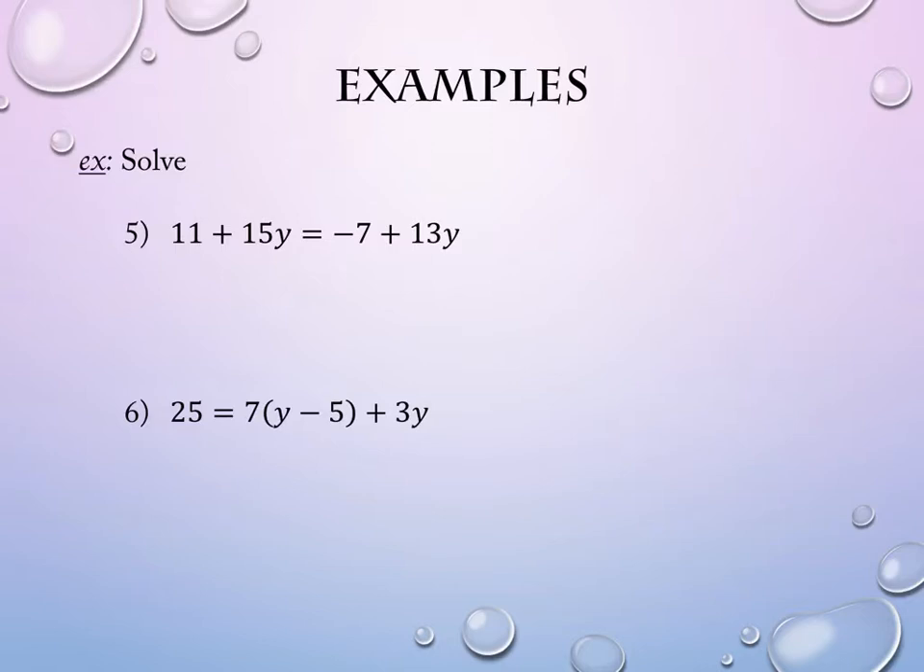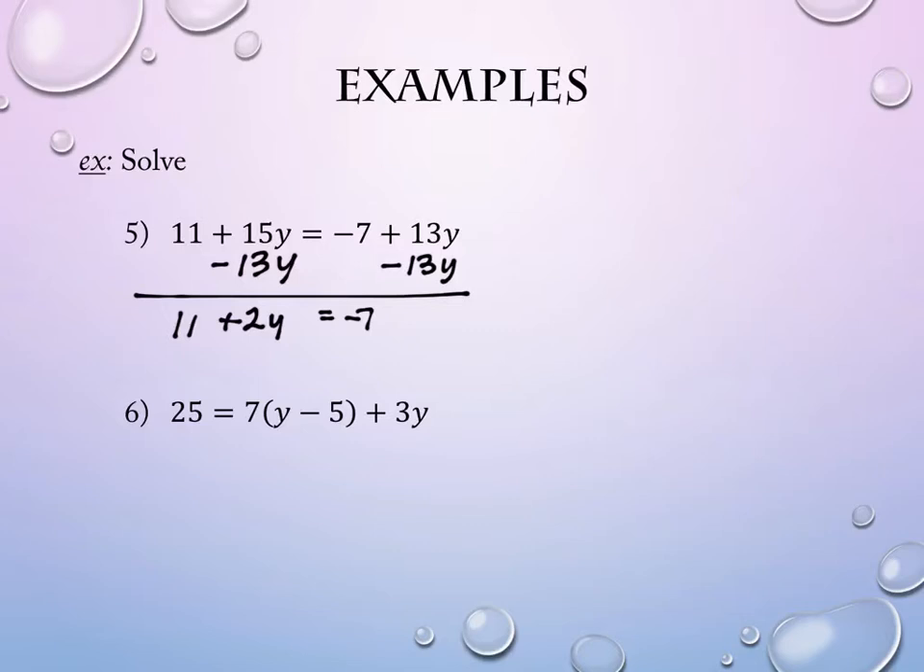So let's start with collecting the y's on the same side. Do you want to move the 15 to the right, or do you want to move the 13 to the left? 13 to the left. Okay, so if we want to move the 13, then the opposite operation, instead of plus 13y, would be minus 13y. And that would be our first step. So I still have 11. 15y minus 13y, 2y. And it equals negative 7.